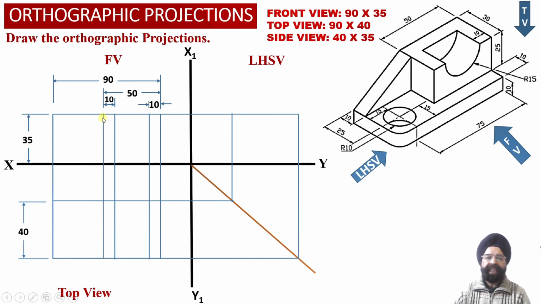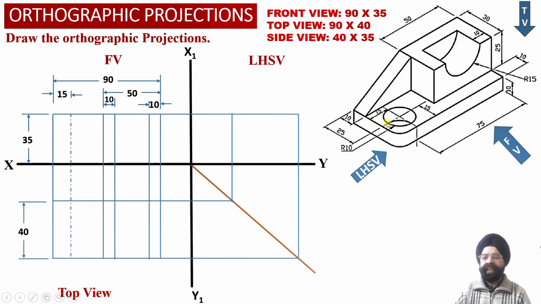So from the right hand side face of the rectangular block, we have marked a distance of 10 millimeter towards the right side, and we have obtained a vertical projector line into the front view projections, and this vertical projector line we have extended into the top view projections as well.